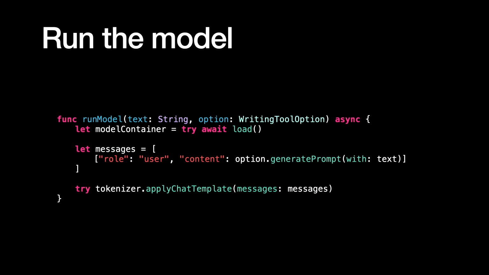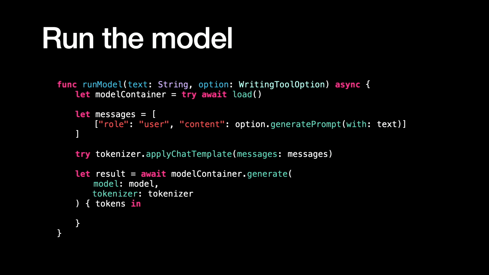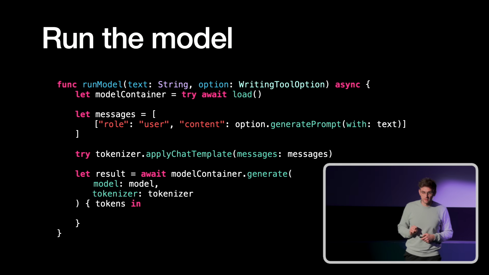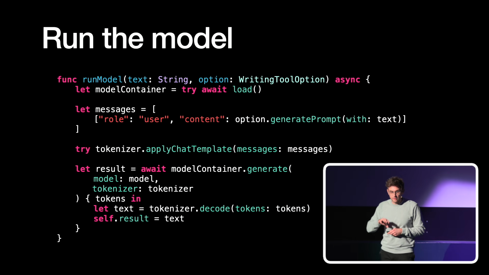Then we need to create a tokenized version of the messages that we hand in. What this basically means is, we've heard of that before, it's a mathematical representation that the model can work with. And we get this tokenizer for free. We get this by downloading the model, and it's going to be accessible for us. And then it becomes really easy. We simply call the generate function on the model container. We hand in the model, we hand in the tokenizer, and we get each token that is generated in a completion handler. And then we ask the tokenizer to decode that token, so that mathematical representation, into real text, and then simply append it to the result.